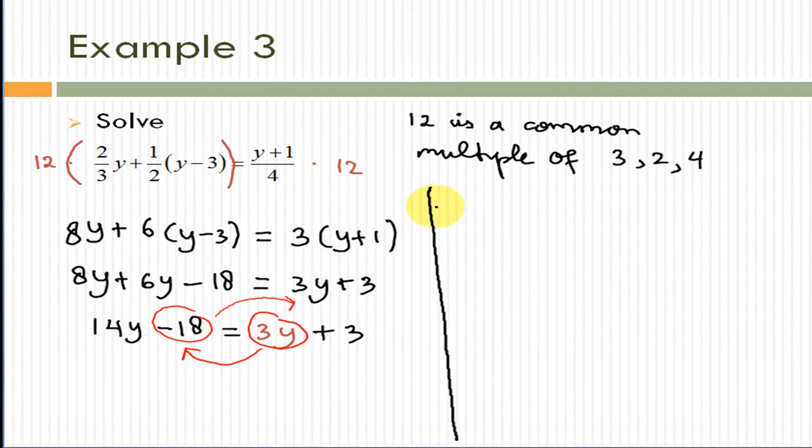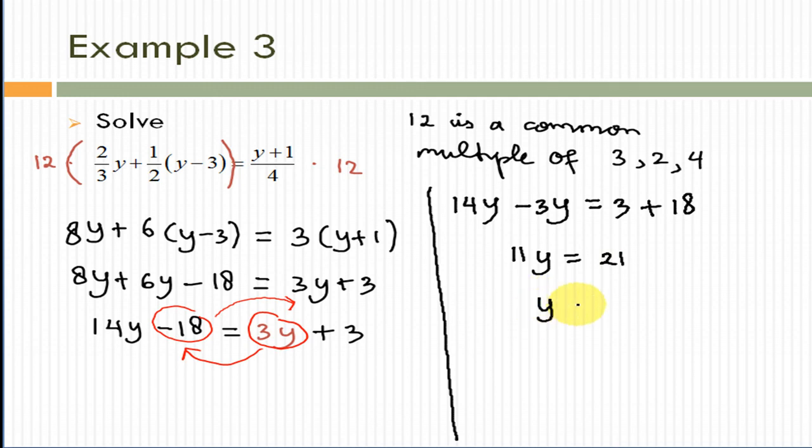Okay, so from this we have 14y. So when we move this 3y to the other side, the sign changes. It becomes negative 3y equals 3. Now after we move this negative 18 to the other side, the sign changes, becoming plus 18. So we have 14 minus 3 is 11y equals 21. Therefore, y equals 21 over 11. So this y is the solution to our original equation.